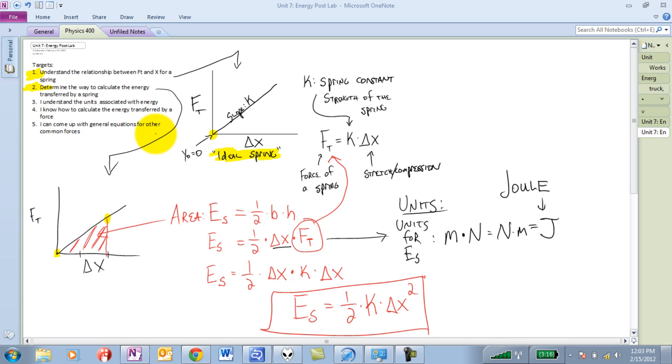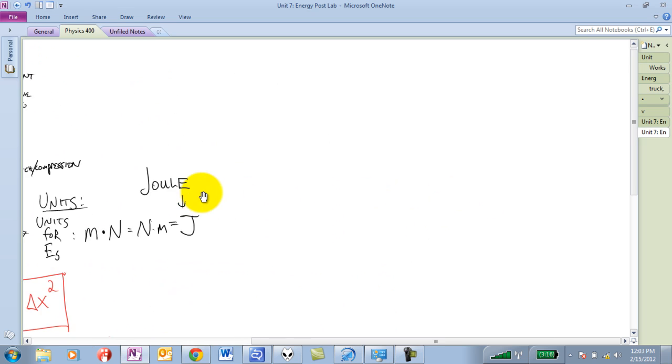Your homework for tonight will be number 5, which is I can come up with general equations for other common forces. There's forces like force gravity. And one of the things we're going to see is if you can draw a force gravity versus delta X graph, and then look at the area, you can come up with an equation that can give you EG.